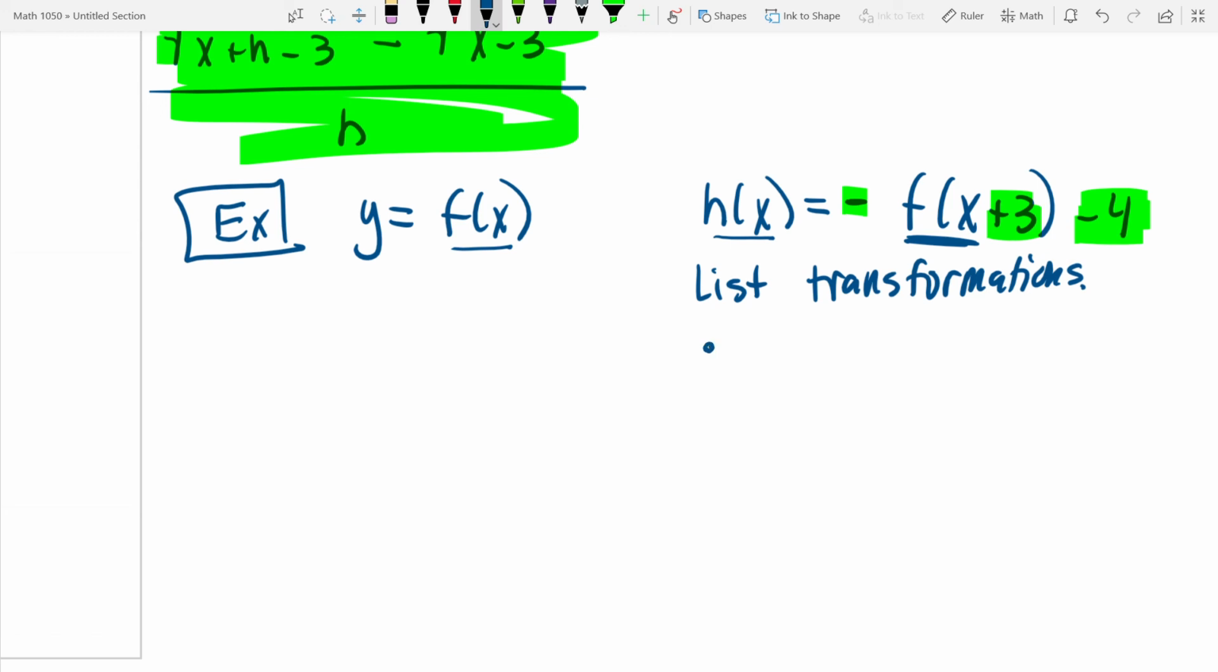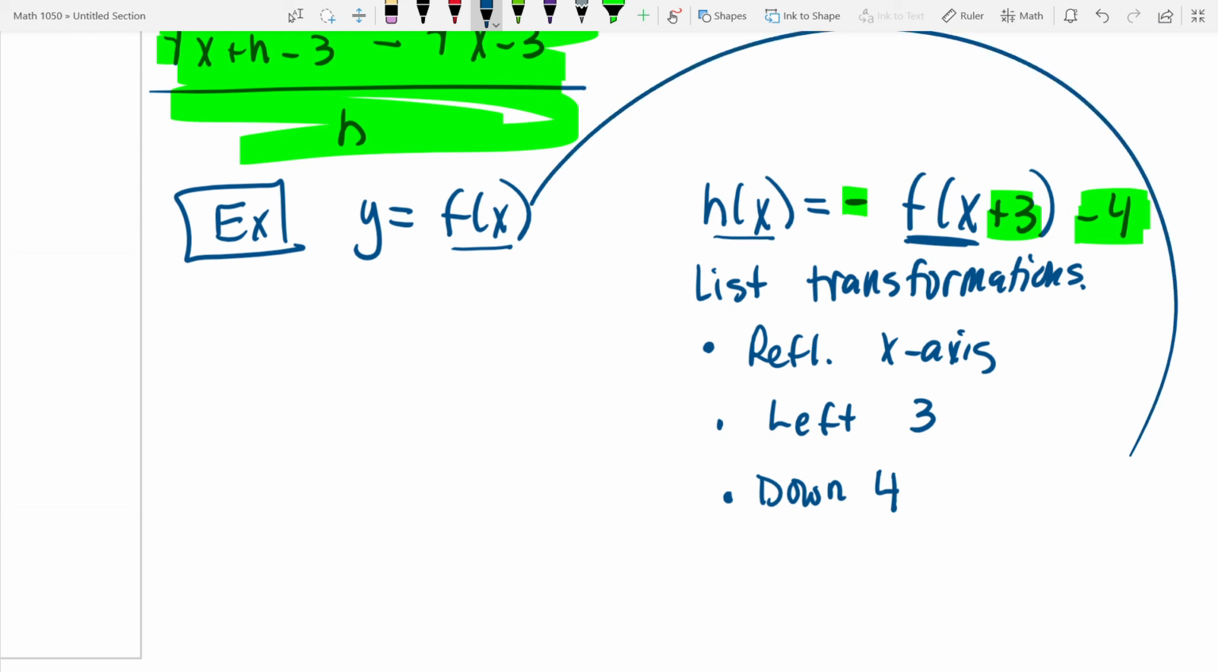Everybody in the room, tell me what the negative out in the front does. Reflects it across what? The x-axis. Good. Tell me what the plus 3 does to your graph. Moves it to the left 3, right? It's the opposite of what you see. Tell me what the minus 4 does. Down 4. Okay? Make sure you know that. That was on the midterm review, and I feel like I didn't stress that enough.